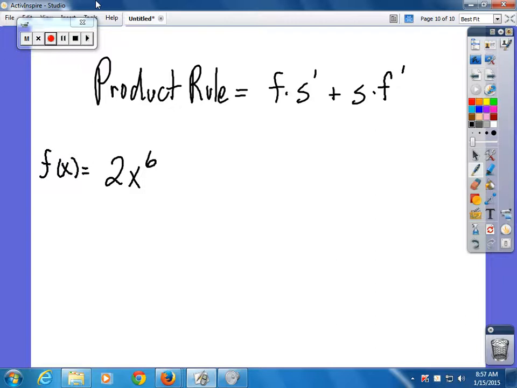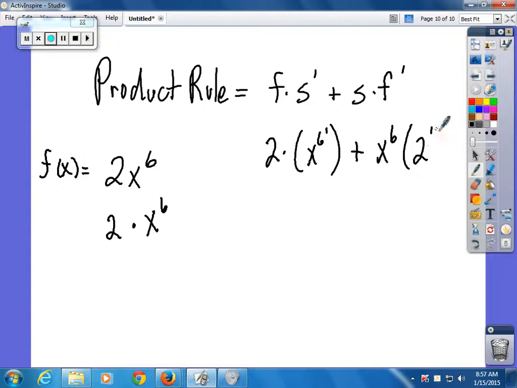All right, what's the first term? Well, you could rewrite this as 2 times x to the 6th. So the first term is 2, times the derivative of the second, and I usually just put x to the 6th prime. So I write it all out first, and I still do to this day. Plus the second times the derivative of the first. So that's going to be 2 times, that'll be what? 6x to the what? Plus x to the 6th times what?